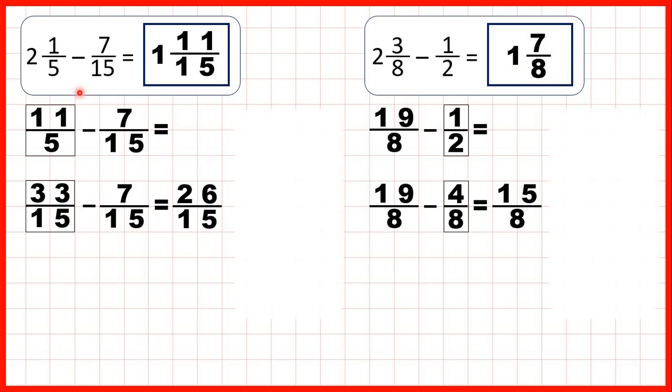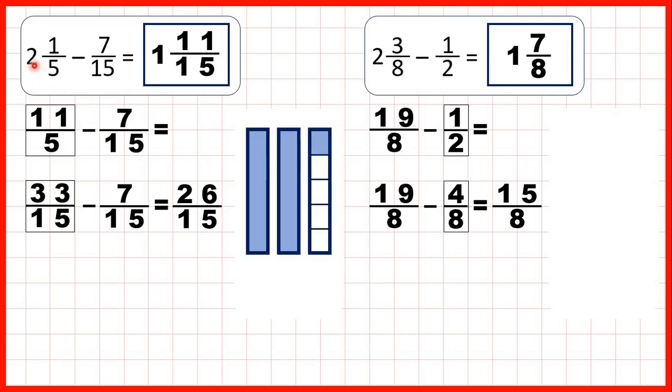So let's use fraction bars to see what we did here. For this first question, we started with 2 1/5. We needed to take 7/15 away. First of all, we changed 2 1/5 into an improper fraction, so into 11/5. But because we were taking 15ths away, we changed those 11/5 into 33/15, so that we could subtract 7/15.